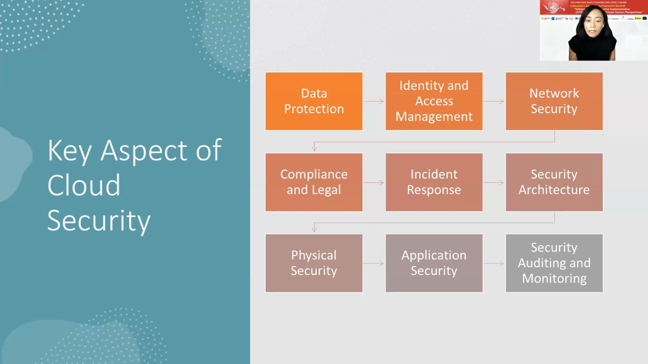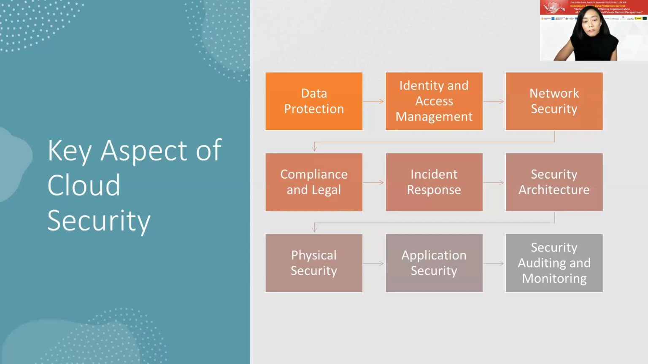Number 2, identity and access management. Every organization needs to manage and control user access to the cloud resources. IAM systems authenticate and authorize individuals or systems to access specific cloud services. Number 3, you need to have network security. Implementing measures to secure the network infrastructure of cloud services, as well as preventing unauthorized access and protecting against network-based threats. Key aspect number 4 is compliance and legal considerations. Adhering to industry-specific regulations and legal requirements related to data protection and privacy to avoid legal complications.